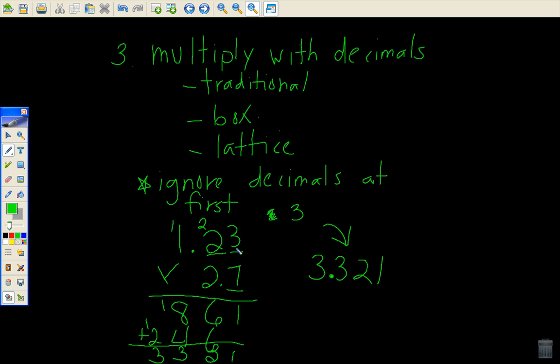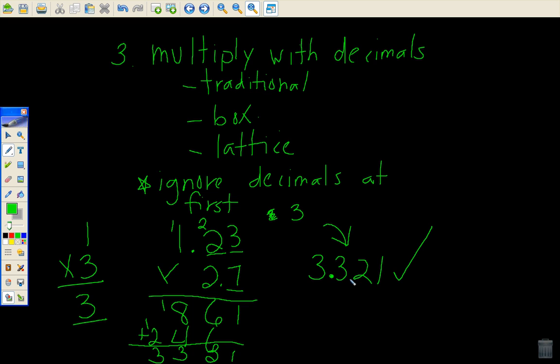So if we look back at this one, when we took the 1 and 23/100, that was about 1. 2 and 7/10 was about 3. 1 times 3 is 3. So here is our estimation of 3. 3 and 321 thousandths is really close to the whole number 3. So we did our steps correctly.